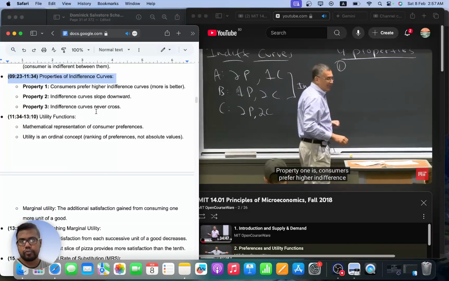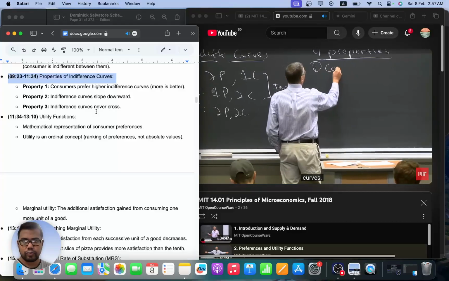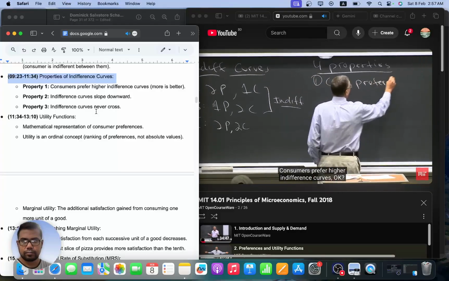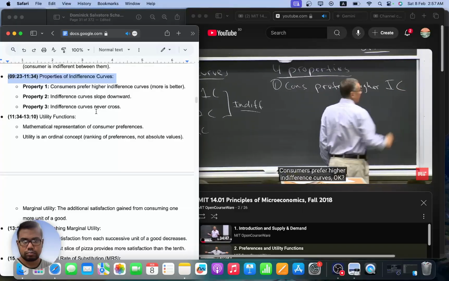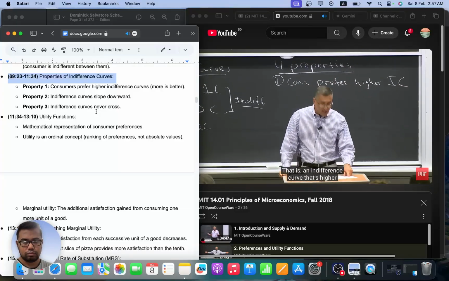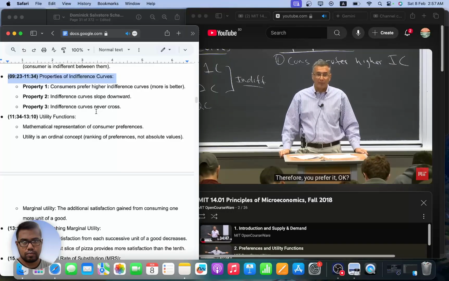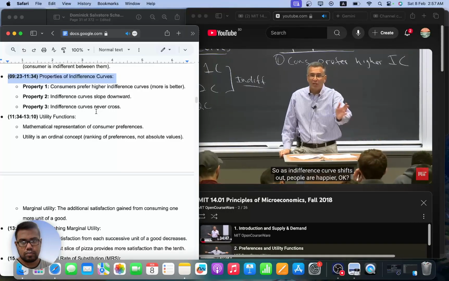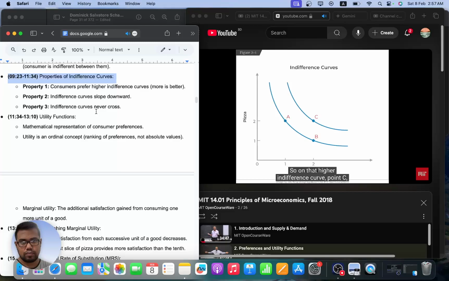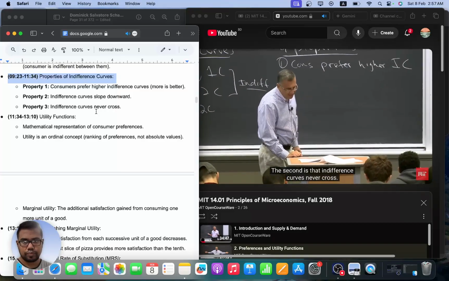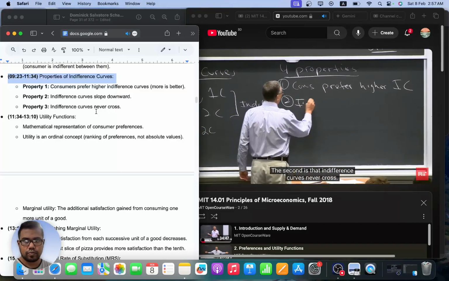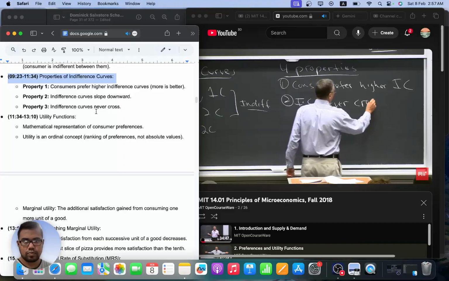Property 1 is consumers prefer higher indifference curves. Okay? And that just follows from more is better. An indifference curve that's higher goes to a package that has at least as much of one thing and more of the other thing. Therefore, you prefer it. So as indifference curves shift out, people are happier. In that higher indifference curve, point C, you are happier than points A and B because more is better.